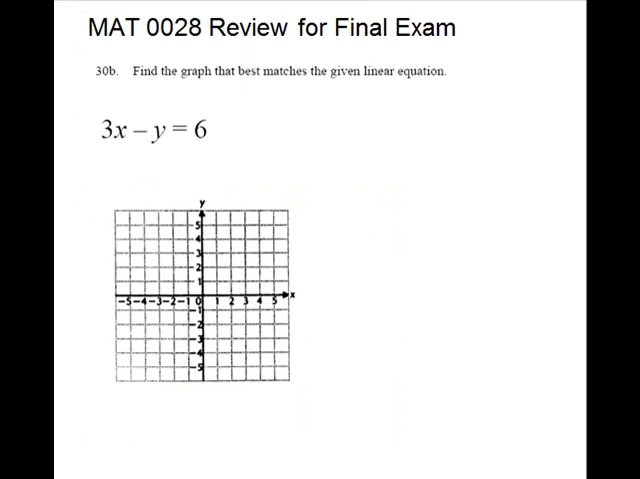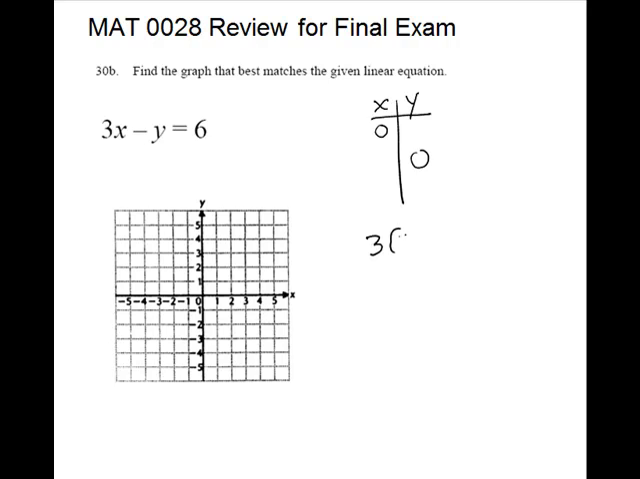For 30B, we're also going to find the graph that best matches the given linear equation. Our equation is just in a different format here. This time it has x and y on the same side. That's a good time to use intercepts, which means you just plug in 0. So we can do it as a little table, and we're going to plug 0 into x. When we're done, then we're going to switch and plug 0 in the y.